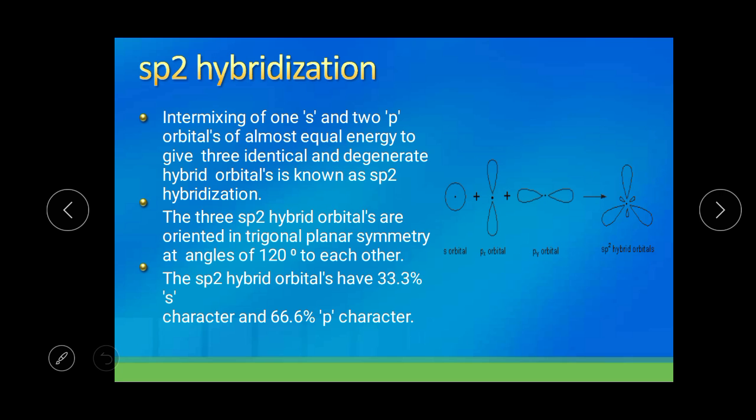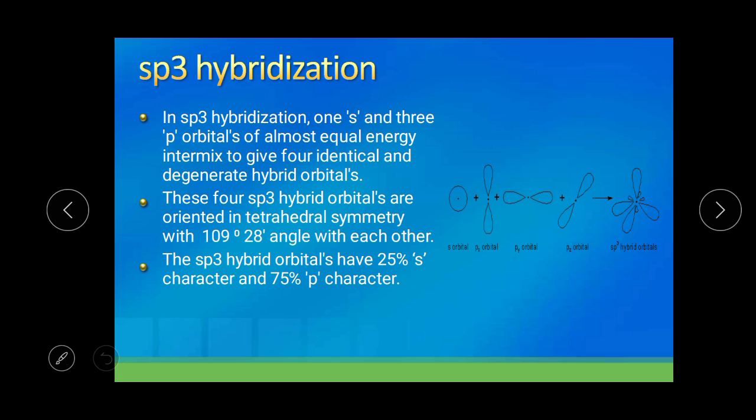If we move to sp2 hybridization, one s orbital and two p orbitals combine. You will get a trigonal planar structure and the bond angle is 120 degrees. Here the hybrid orbital has 33.3% s character and 66.6% p character. Then sp3: one s and three p orbitals, that is Px, Py and Pz, give sp3 hybridization. The bond angle will be 109 degrees 28 minutes, with 25% s character and 75% p character.